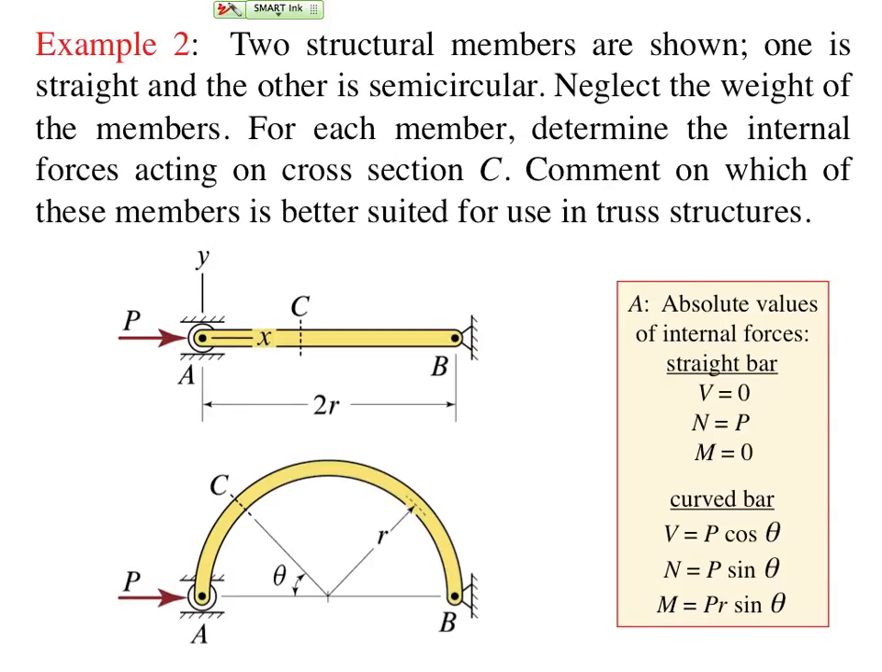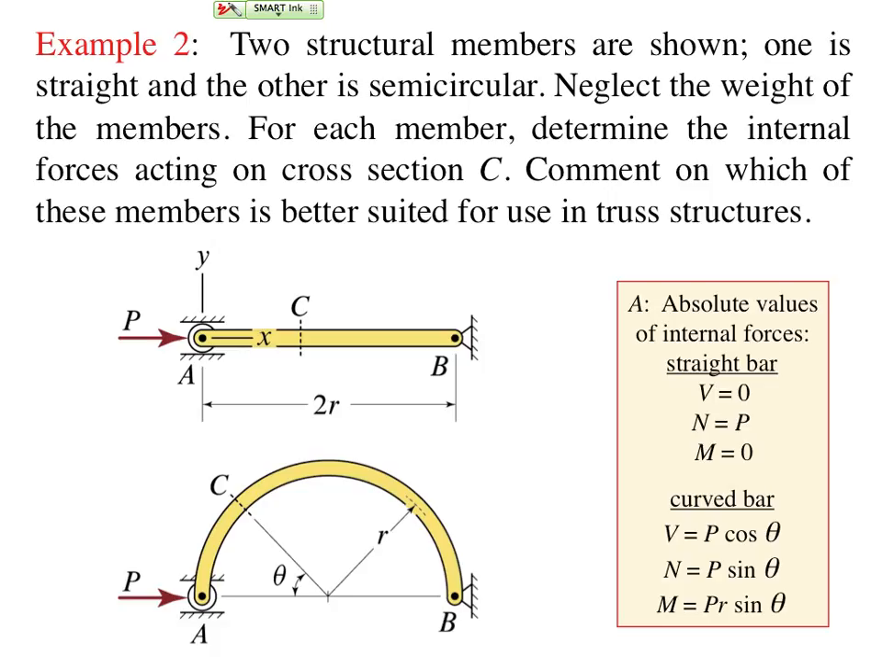In our previous example, we were interested in internal loads at 3 discrete locations. Here we have 2 structural members, one that's straight and one that's semicircular. We're neglecting the weight of the members, and for each member we want the internal forces acting on cross-section C. Note that in this case, the position of C is not well defined. For the straight member, it's at some distance x from roller A, and for the semicircular member, it's at some position defined by angle theta from roller A.